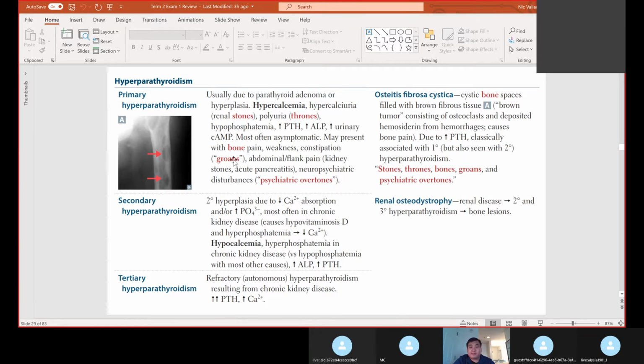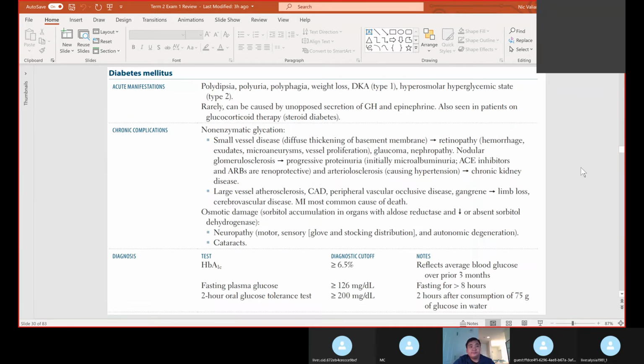All right, for your hyperparathyroidism, don't worry about secondary, tertiary, osteitis fibrosa cystica, and renal osteodystrophy. That's for term 4. But for now, hyperparathyroidism, you have increase in PTH, you have increase in calcium, hypercalcemia. Think bones, groans, and psychiatric overtones.